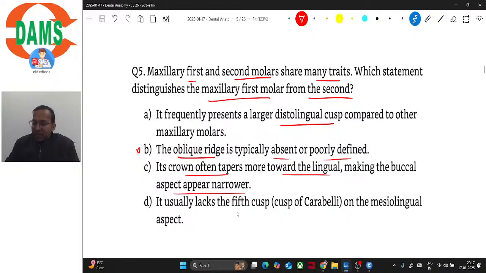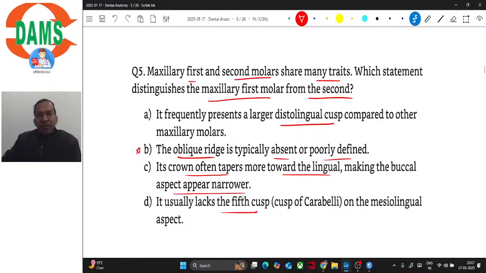It usually lacks the fifth cusp. So again, this is incorrect. It may lack the fifth cusp, but it does not usually lack the fifth cusp. It usually has the fifth cusp, right? So that fifth cusp may be underdeveloped, but it is there on the mesiolingual cusp, right? In some cases, it might be absent, but rarely it might be absent, right?